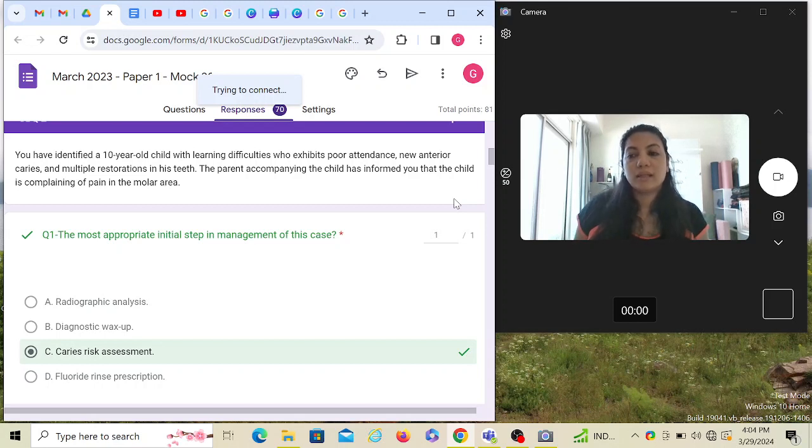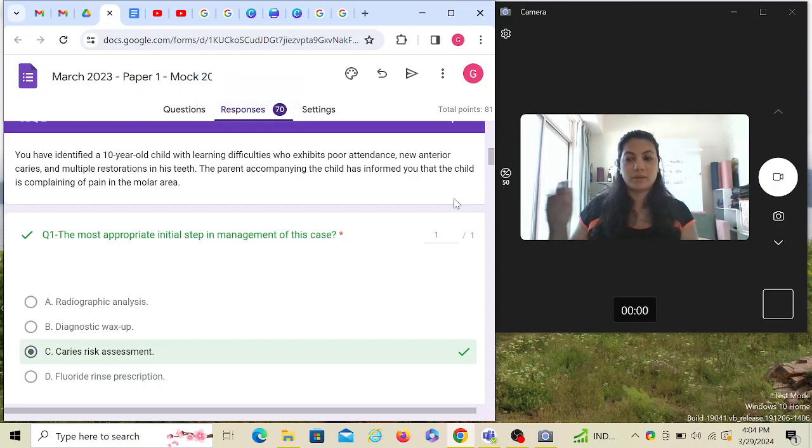New anterior caries. So new anterior caries means already some caries are existing and there is another new caries that is there. And multiple restorations in his teeth. The parent accompanying the child has informed you that the child is complaining of pain in the molar area. So he's come to you, but you see there is caries on the anterior teeth. The pain is not on the anterior teeth. The pain is present in the molar area, and there are already a lot of restorations present in the mouth.